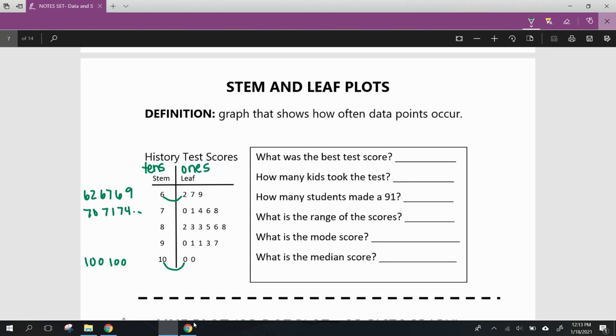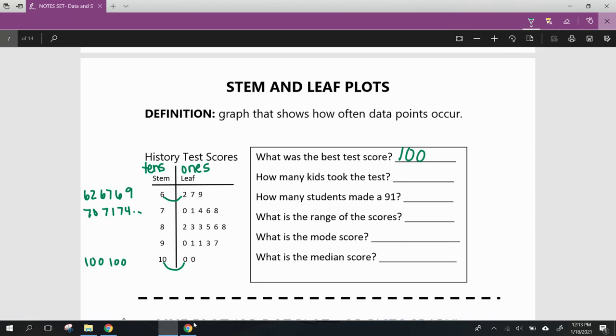Okay, let's take a peek. What is the best test score? Well, if we notice, our stems go in order from least to greatest, grades in the 60s, 70s, 80s, 90s, and in hundreds. And our leaves are also organized that way. Everything is ordered already from least to greatest. So we just have to scooch down to the bottom to see that 100 is the highest test score.